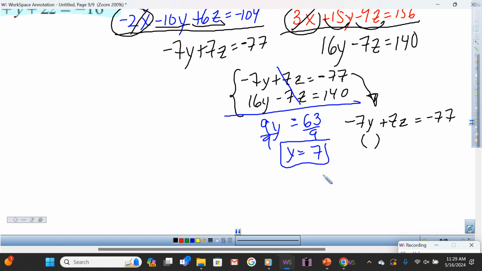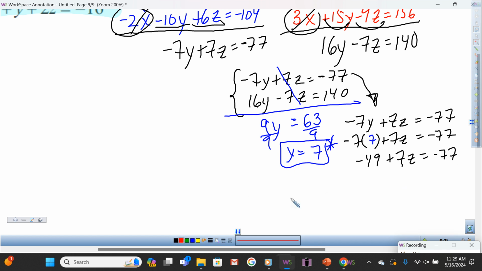And instead of y, we're going to substitute 7, which is right here. Bring everything else down. Negative 7 plus 7z equals negative 77. So, what is negative 7 times 7? Negative 49 plus 7z equals negative 77.